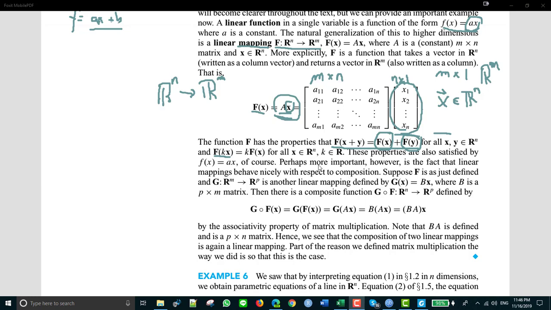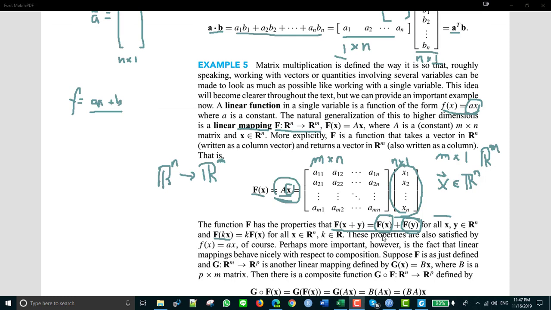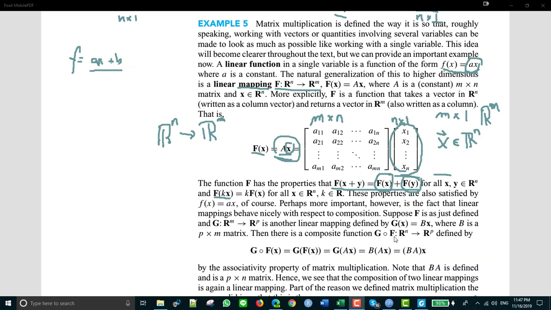Now, there's one other interesting thing. She's trying to explain here why we define matrix multiplication the way that we do. She says that basically it's because when you do this, you can write expressions that involve matrices and vectors that look like normal algebra. And just like we have function composition for single variable functions, we also have function composition for these kinds of vector valued functions.